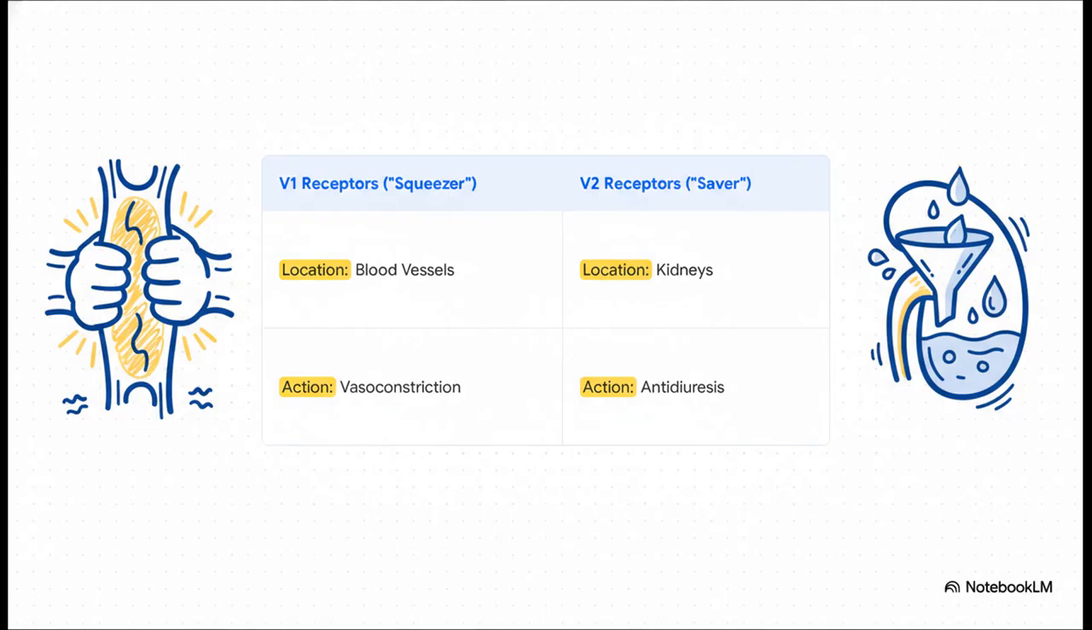Okay, look at this. This slide really simplifies everything, doesn't it? Just remember this one simple funda. V1 is for vasoconstriction. It's the vessel squeezer. It squeezes the blood vessels. V2, on the other hand, is in the kidneys, and it's the water saver. It's all about saving water. So V1 squeezes, V2 saves. Just burn that into your memory.